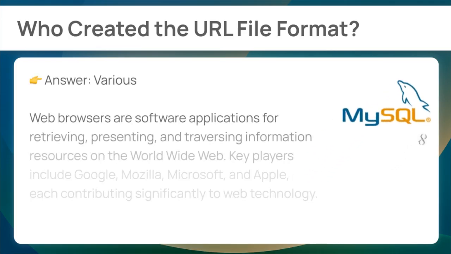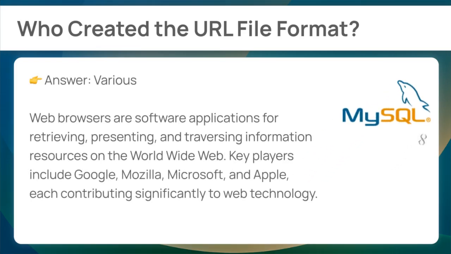URL files adhere to a simple text-based format. They typically contain the URL address within the file, along with optional parameters like the icon to display for the shortcut. The file is interpreted by the operating system, which then launches the default web browser and navigates to the specified URL. The encoding is usually standard ASCII or UTF-8.